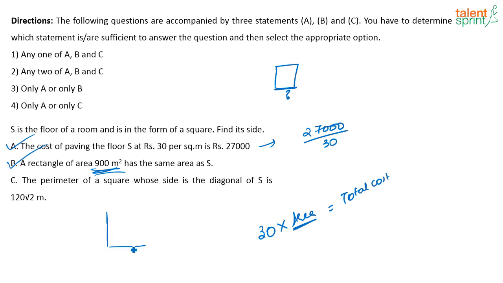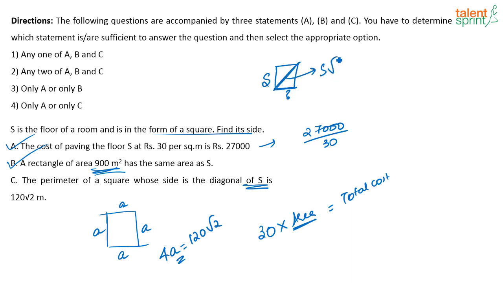The perimeter of a square whose side is the diagonal of S is 120 root 2. Okay, so I have a square, with sides A. So what do I have? I have the perimeter of the square, that is 4A, that is equal to 120 root 2. Now what is this A? This A represents the diagonal of S, right? So if the side of S is this square that we have to find out, if that is taken as S, what is the diagonal? The diagonal of the square is nothing but S root 2.